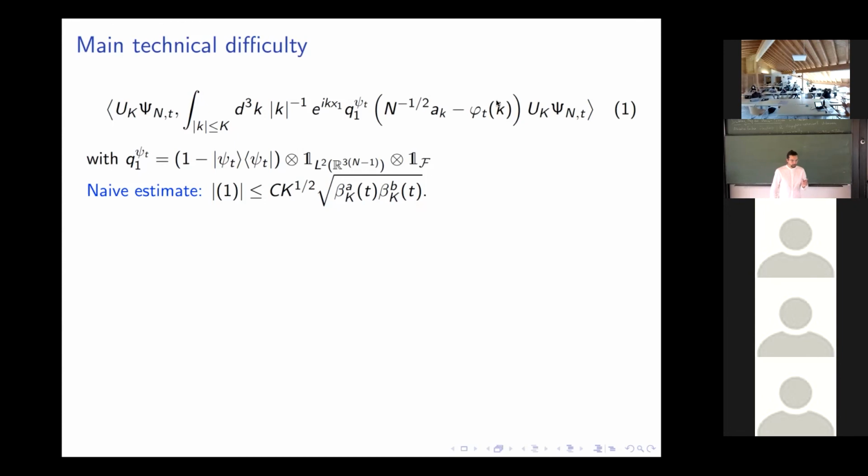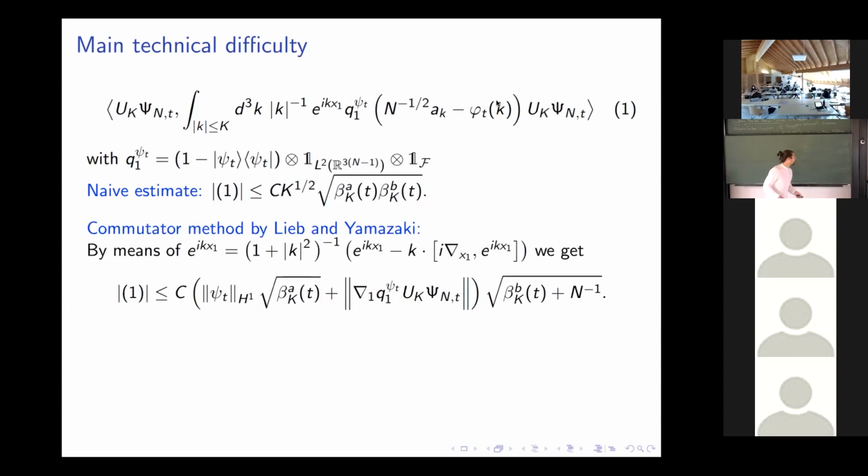However, then always the L2 norm of the form factor enters. And since this is not in L2, the bound grows like k and would not be good enough to close the argument. And I think the most obvious thing one could try would be to use the commutator method by Lieb and Yamazaki. So one could try to get a better decay, one gets a decay of 1 over k more, if one writes the exponential as the commutator with the gradient.